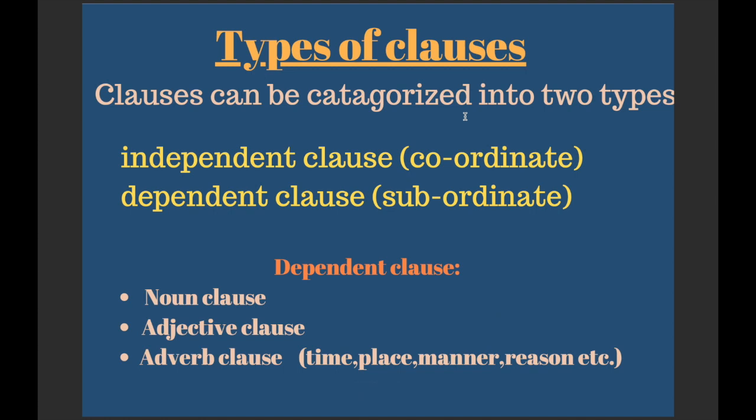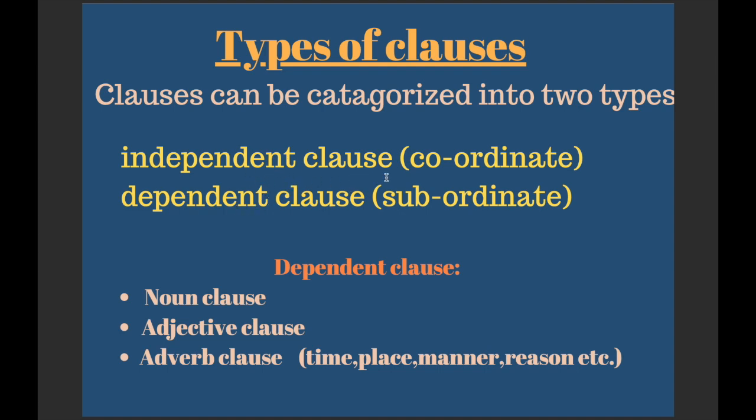Now let's try to understand the types of clauses. As you can see on your screen, the clauses can be categorized into 2 types. So broadly they are classified into 2 types. That is the independent clause and the dependent clause. So these are the first 2 terms related to clauses, independent and dependent.